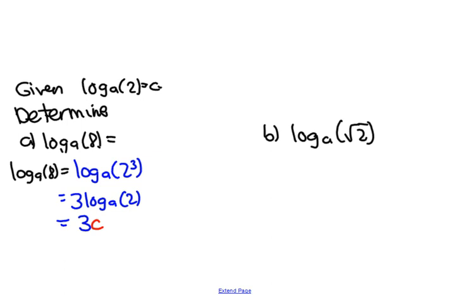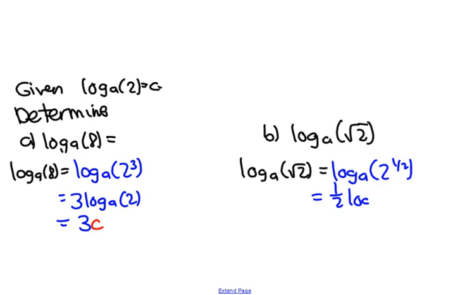Now, I should be able to do something similar for part B. So again, I'll rewrite log base a of square root of 2. Now, thanks to the previous problem, we know that that's going to be log base a of 2 taken to the 1/2 power. Thanks to the previous example, we know that I can take the 1/2 to the outside. And again, what do you notice? I have log base a of 2. Well, thanks to the given, I know that is going to be c. So we know in this case that log base a of the square root of 2 is equal to 1/2 c.